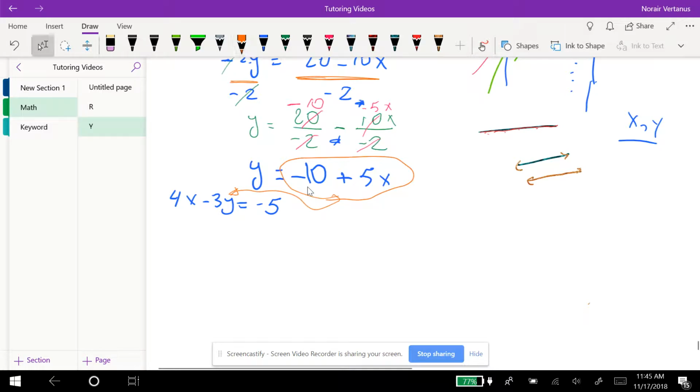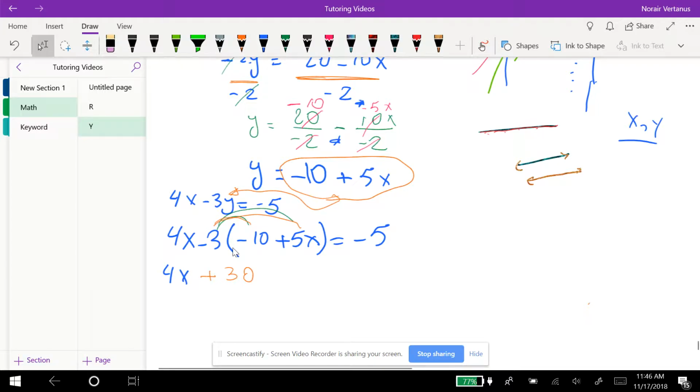y is equal to -10 plus 5x. So instead of y, I'm going to substitute -10 plus 5x. So that's going to turn into 4x minus 3 times (-10 plus 5x) equal to -5. And then distribution, we have that I have to consider. So I'm going to have 4x minus 3 times -10. This one is going to be positive 30. And then -3 times positive 5x is going to be negative 15x, equal to -5.